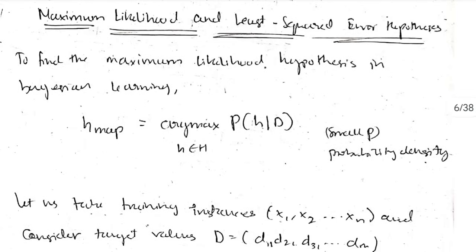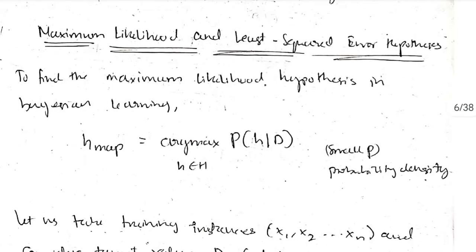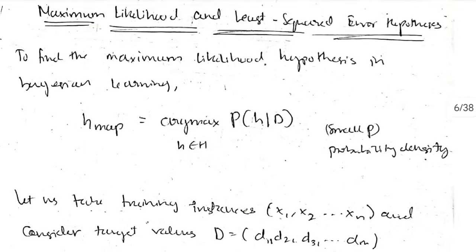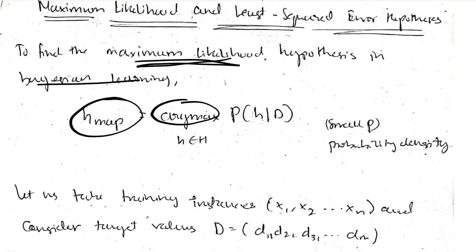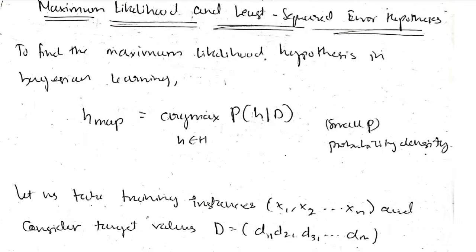Okay, next we have maximum likelihood and least square error hypothesis. This is a super important one. Okay, ML and LS. To find the maximum likelihood, which means the most probable hypothesis, we will be using the Bayesian learning H map. We will be finding out the H map value. H map is equal to argmax over small h belongs to capital H of the probability of small h given d has occurred. Small p, this is the probability density. Before, in the cases we used capital P, that is just the probability. Here it is small p, which denotes probability density.